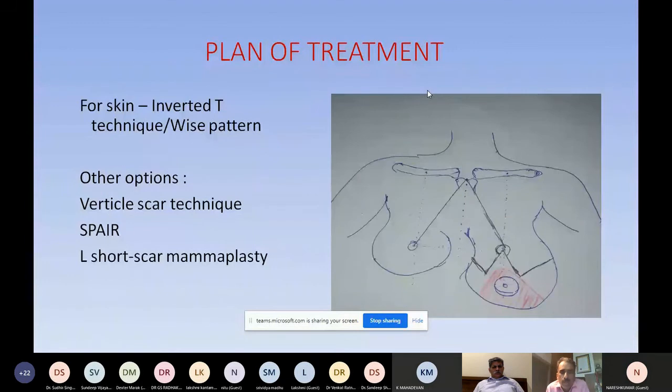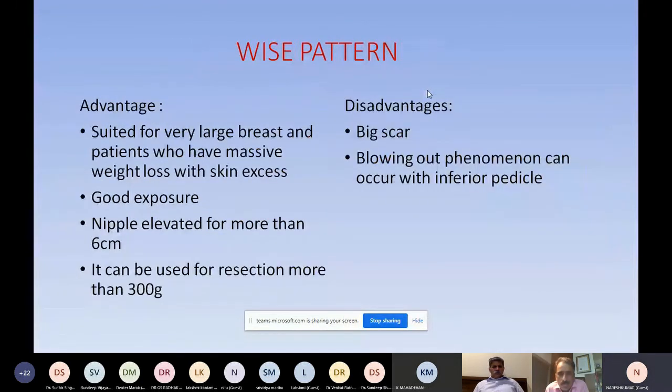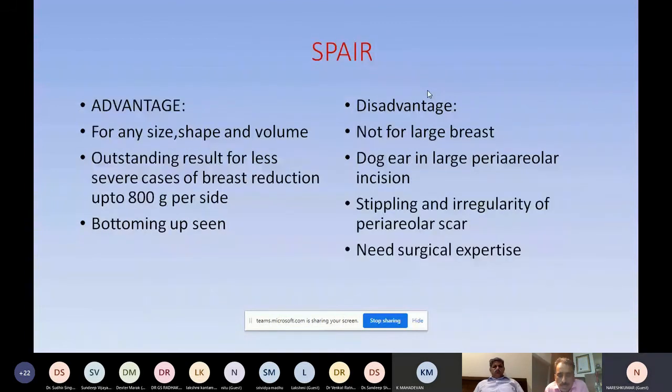What are the potential complications for a breast reduction surgery? The early complications, late complications. No, no, just enumerate. Early complications: seroma, hematoma, necrosis of the flap.